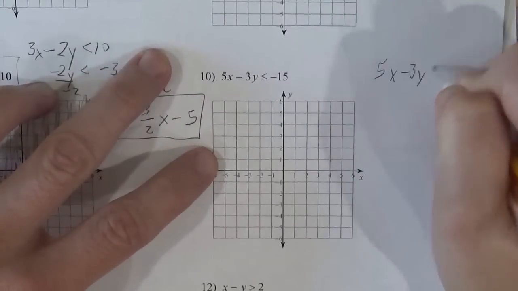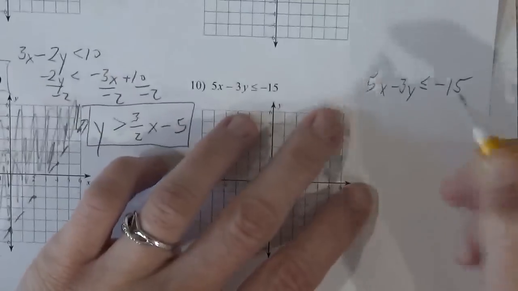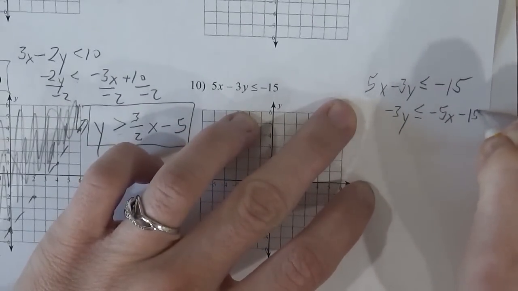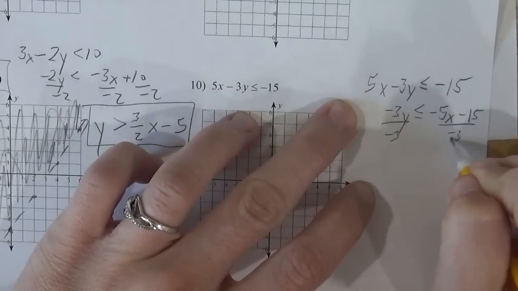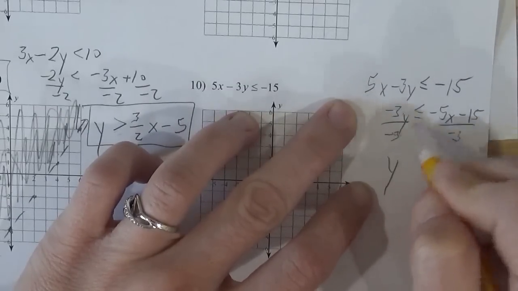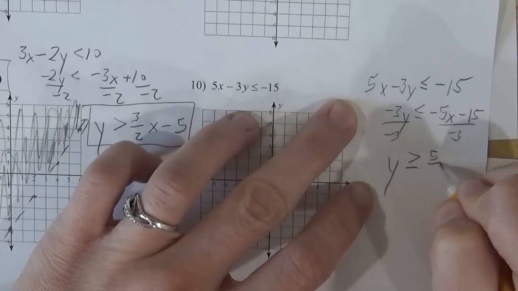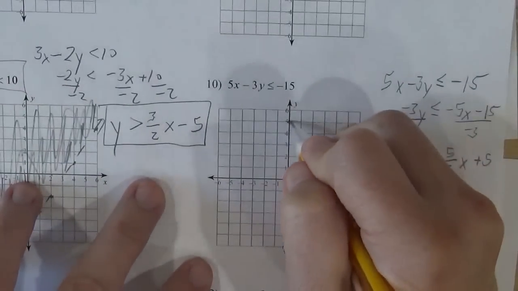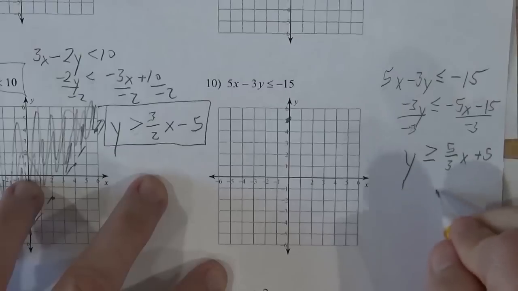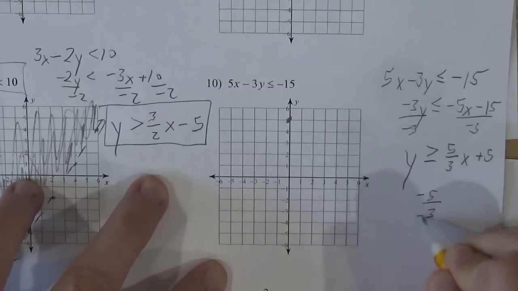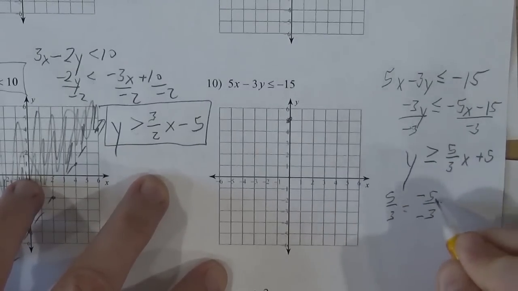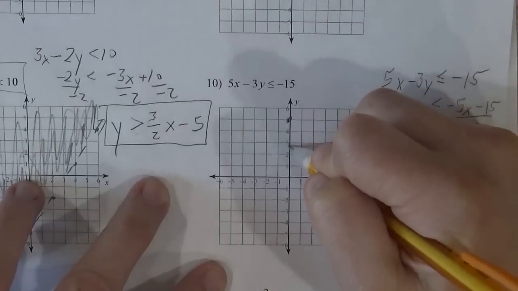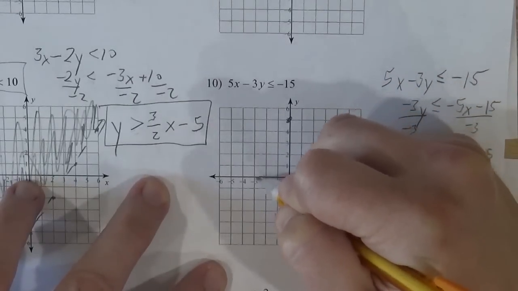A little bit of algebra to get the y alone first. So I'm going to subtract the 5x over, and I'm going to divide everybody by a negative 3. So again, when I divide by the negative, it ends up swapping that sign, so I get 5/3 x plus 5. Y-intercept of 5 and a slope of 5 over 3. So again, it doesn't fit if I do 5 over 3, so a positive 5 over 3 is the same as negative 5 divided by negative 3, so I'll go down 5 and to the left 3. So down 2, 3, 4, 5, left 1, 2, 3.